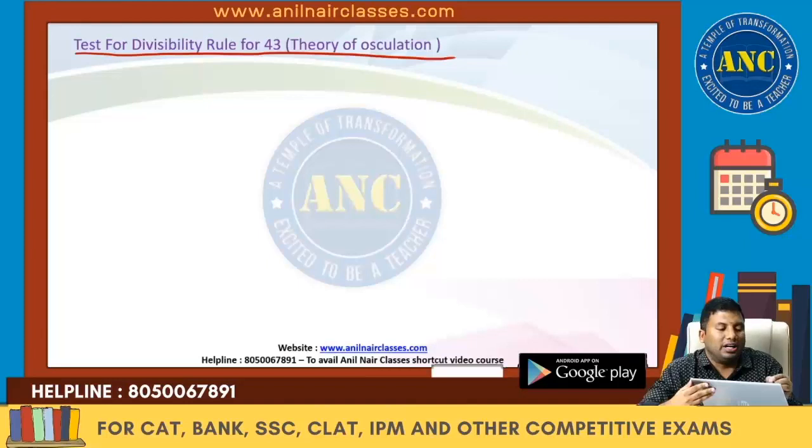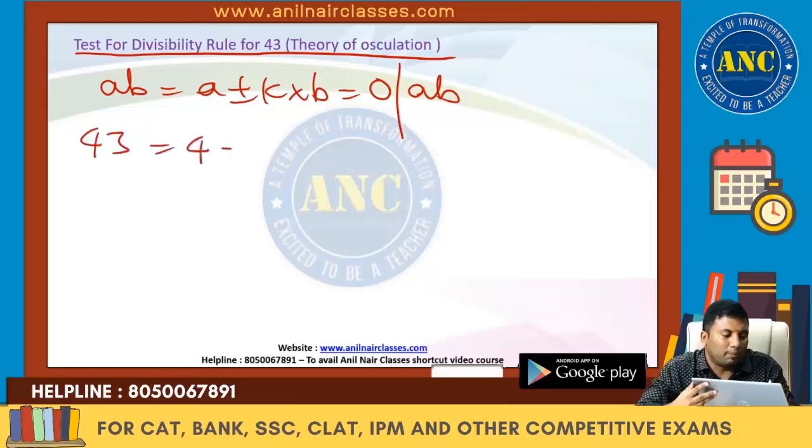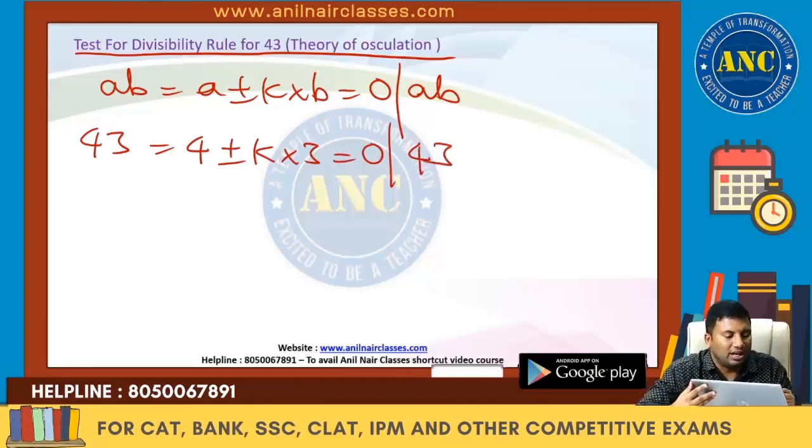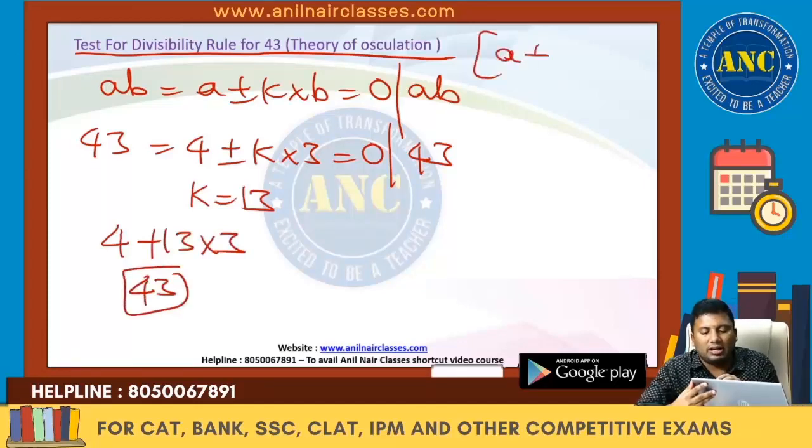Divisibility rule for 43. The theory of oscillation states a plus or minus k into b should be either 0 or divisible by 43. 43 is 4 plus or minus k into 3. If I take k value 13, this is nothing but 4 plus 13 into 3. 39 plus 4 is 43. So the divisibility rule for 43 is a plus 13b.